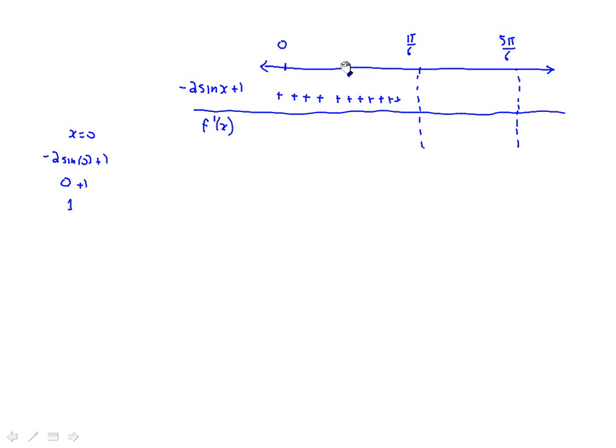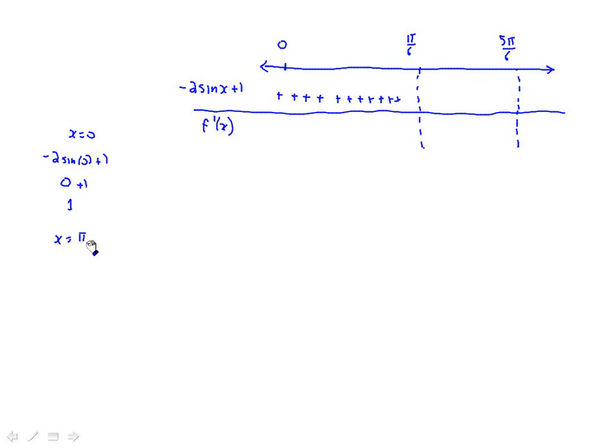But it probably would have been technically more accurate to pick something like pi over 12 or whatever between 0 and pi over 6. So I kind of cheated a bit. A safe cheat, but it was still a cheat nevertheless. Now for the next interval between pi over 6 and 5 pi over 6, be careful with this one. I'm going to pick pi over 2.